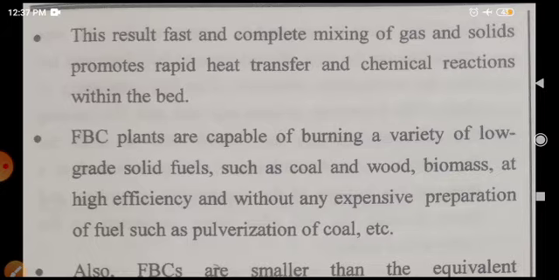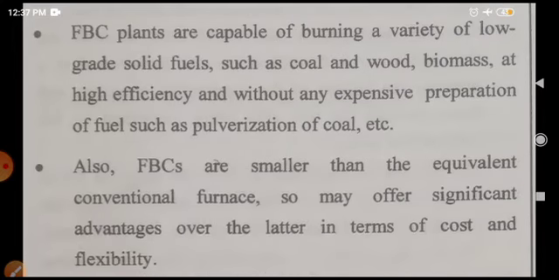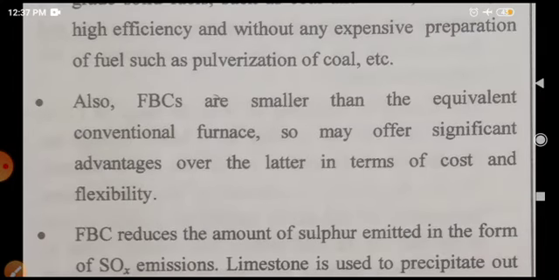Why? Because it is not easy to take out this heat. Spontaneous emission of heat is not there in the case of coal, but petrol or diesel you can ignite easily. Therefore this low grade solid fuel, that is coal, such coal and wood biomass can be burned at high efficiency and without any expensive preparation of fuel such as pulverization of coal. In this FBC it is very easy to combust all these low grade solid fuels.